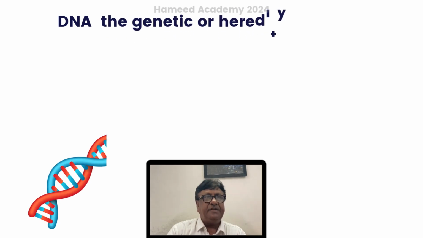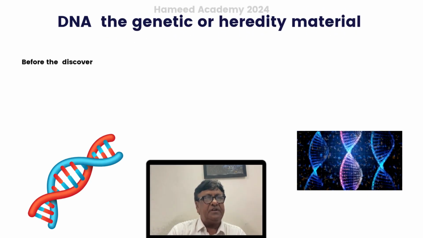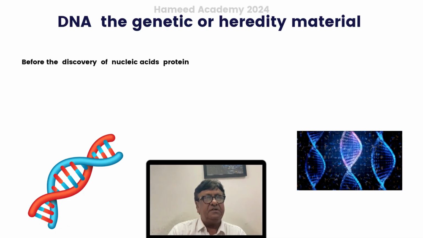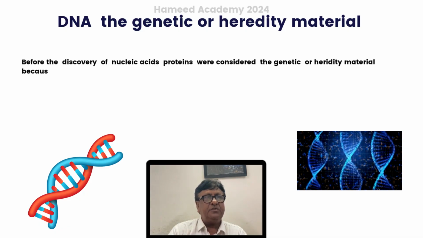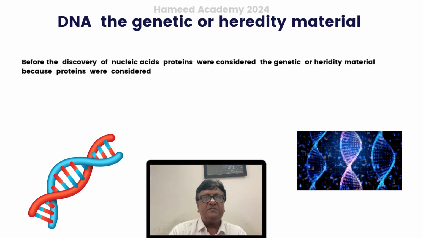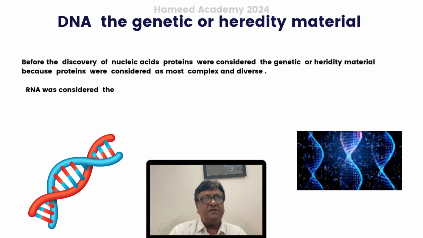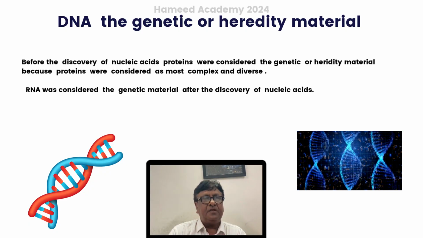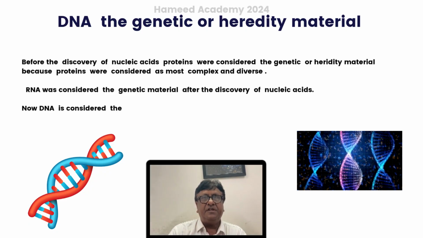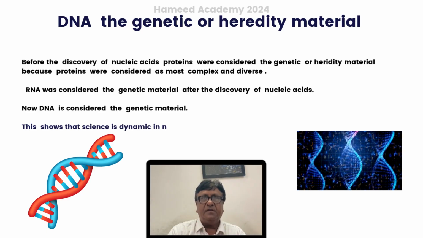DNA, the genetic or hereditary material. Before the discovery of nucleic acids, proteins were considered the genetic or hereditary material because proteins were considered as most complex and diverse compounds. RNA was considered the genetic material after the discovery of nucleic acids. Now DNA is considered the genetic material. This shows that science is dynamic in nature.